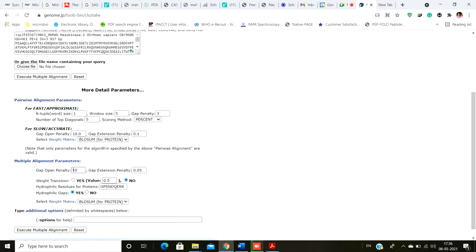And next you again have the same thing for the multiple alignment parameters: the gap opening penalty, the gap extension penalty, and then you have, in this particular case, as I have told you, since this is a substitution matrix, you can actually select the hydrophilic residues for protein.